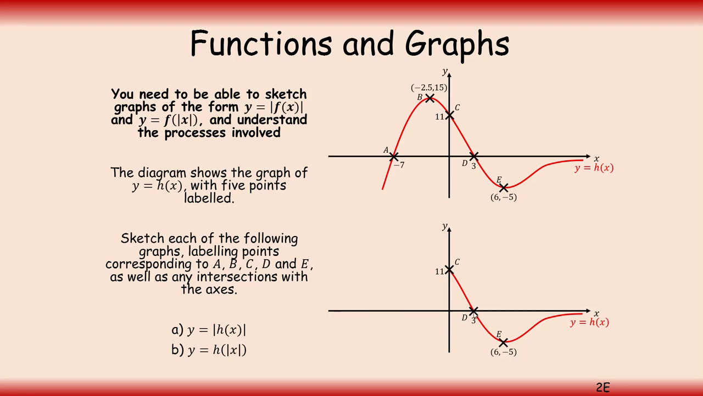We'll need to mark the points for D and E on the reflection. So that's going to be D dash. It's 3 across there, so it's going to be minus 3 across there. And E is 6 across, down 5, so it's going to be minus 6 and minus 5. And there we have our y equals the function of the modulus. So if you want to sketch that, and when you're ready you can attempt some questions for me.